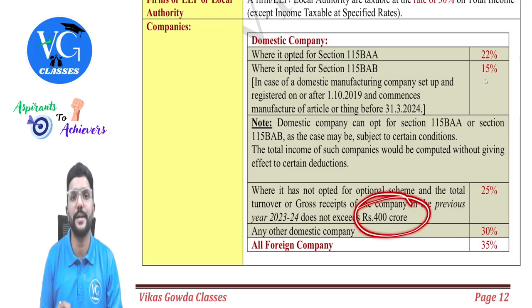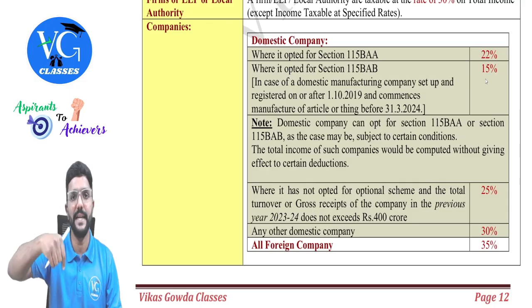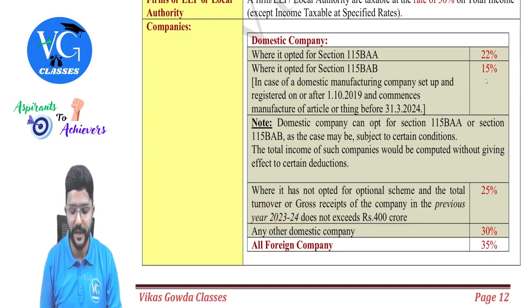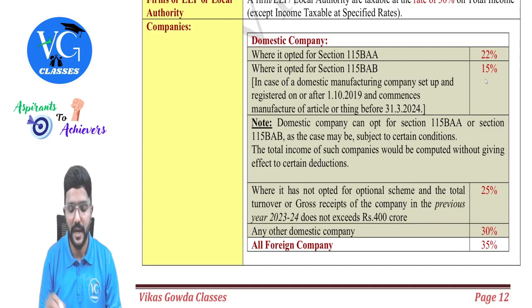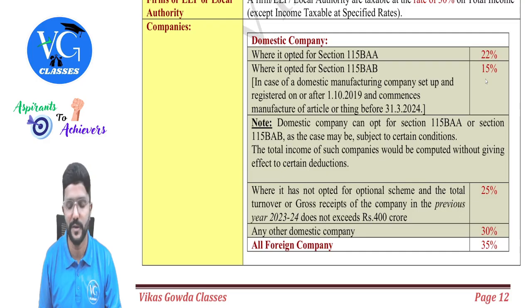If it is up to 400 crore, we consider them a small domestic company, and the tax rate applicable in the current year would be 25%. Whereas if the turnover of a domestic company in the year 23-24 is more than 400 crore, then they will fall here. The tax rate applicable would be 30%. Is that clear? And this is only when the domestic company is not opting for an optional scheme. And do we call this the default scheme? No, no, guys. For companies, we don't call anything a default scheme. We call this normal provisions or regular provisions. Is that clear? Yes, sir.